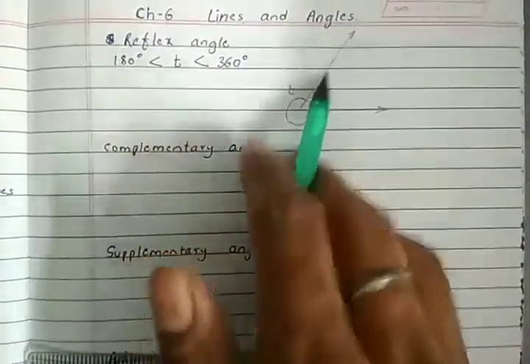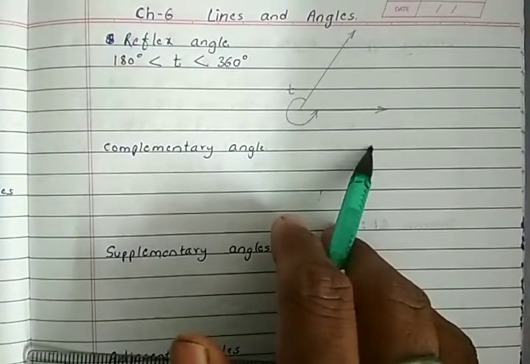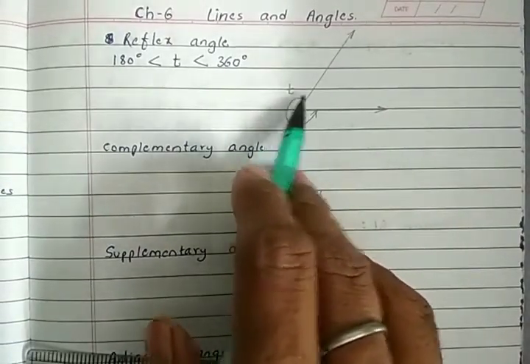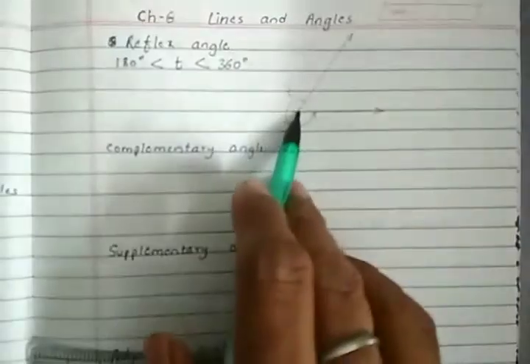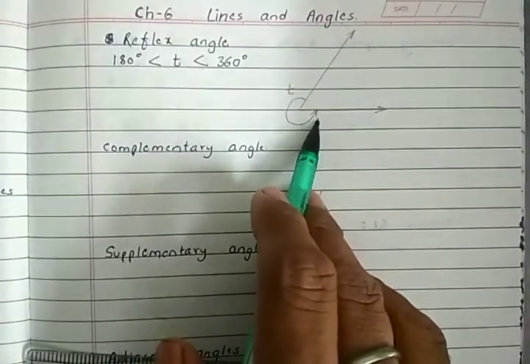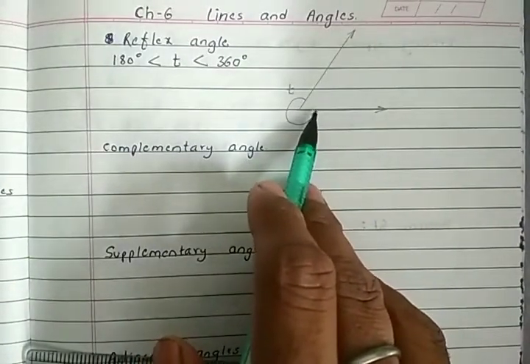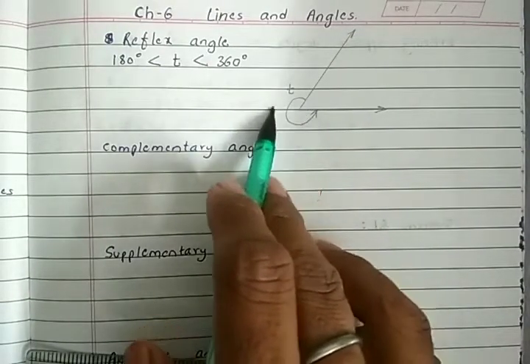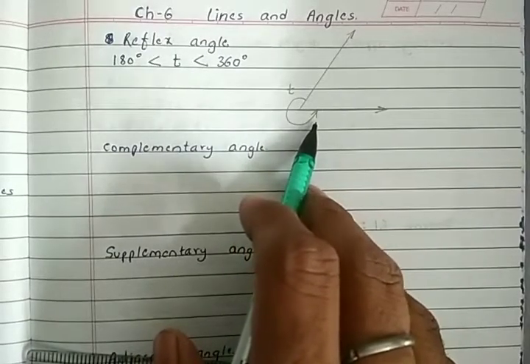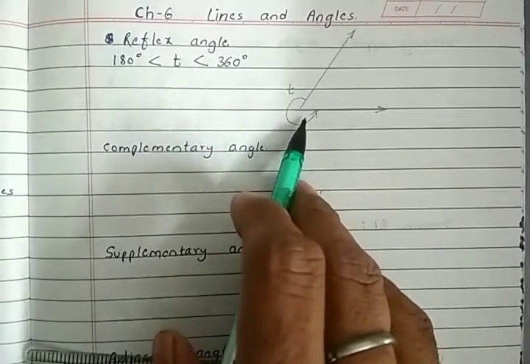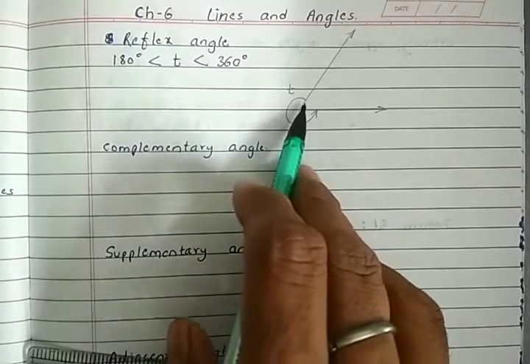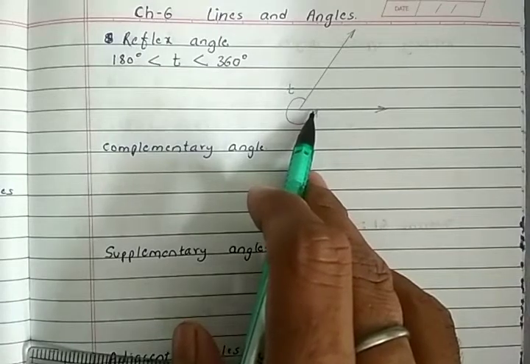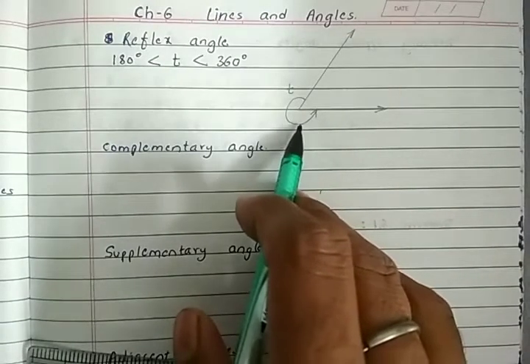You can see this figure. This is the figure of an angle, and if you measure this angle from here with reference to this point, this ray, it is called a reflex angle. The measurement of a reflex angle is greater than 180 degrees, but less than 360 degrees. So if you measure from here, it will be greater than 180 but less than 360.